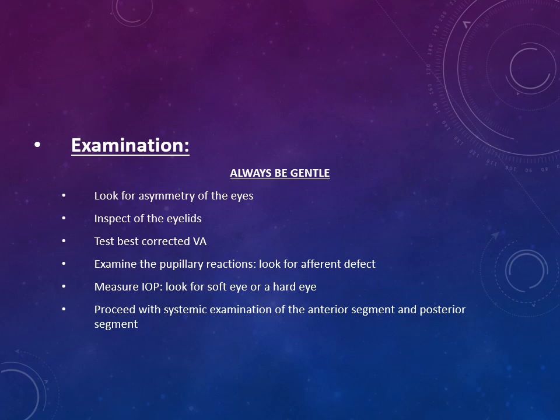This is very important. We should examine the pupillary reactions, and that will tell us about nerve injury or retinal damage, especially when we look for the afferent pupillary defect. Measuring the IOP: sometimes you cannot measure the IOP using Goldmann or Tonopen in a traumatized eye, but simply digitally feeling the eye, whether it is soft or hard, will be enough most of the time. Then we should proceed with proper examination of the anterior and posterior segments as far as we can see, depending on the nature and extent of injury.